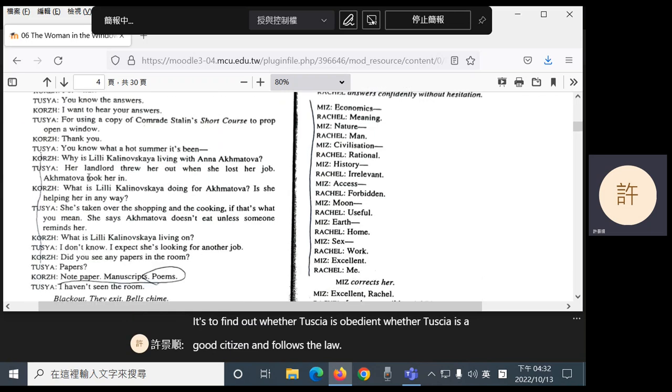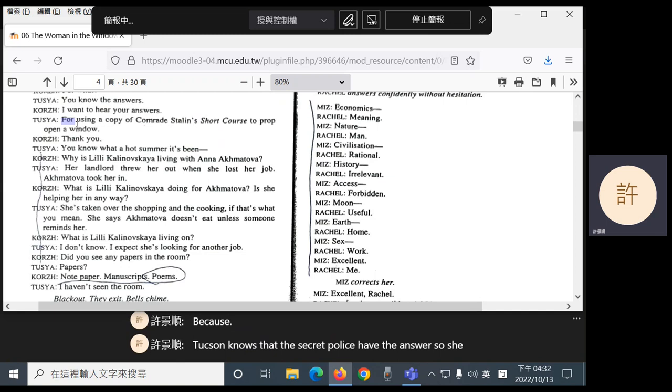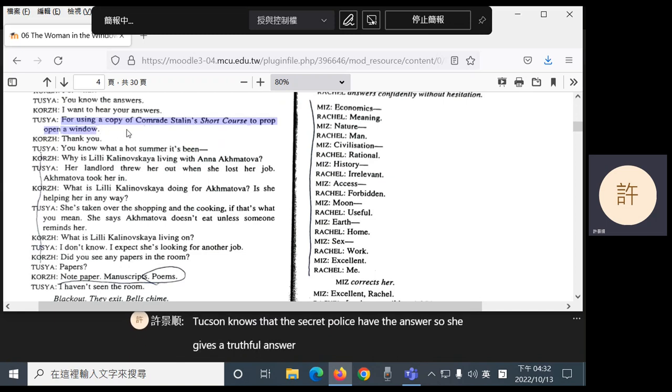And so because Tasya knows that the secret police have the answer, she gives a truthful answer. Lily was fired for using a copy of Comrade Stalin's short course to prop open a window.